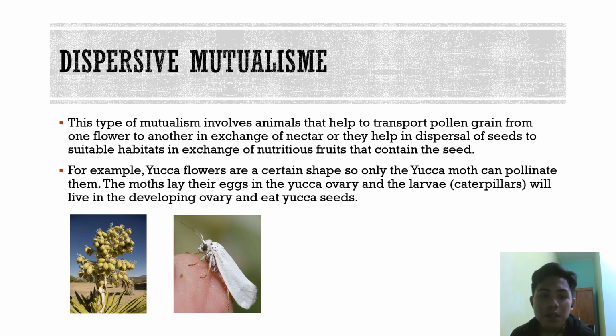For example, yucca flowers are a certain shape, so only the yucca moth can pollinate them. These moths lay their eggs in the yucca ovary, and the larvae will live in the developing ovary and eat those yucca seeds.